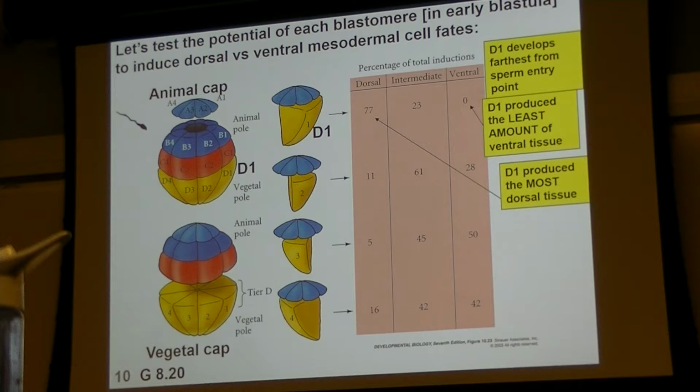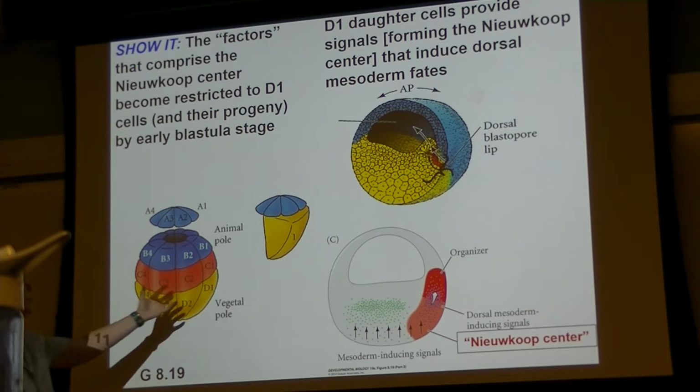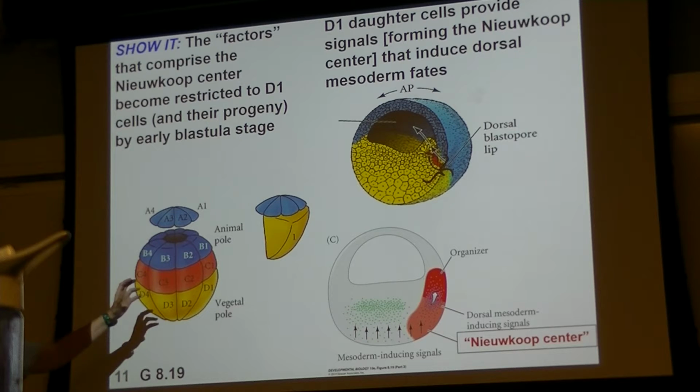So I think it's kind of clever the way that you can figure all this out just by little simple experiments like this. Okay, so now we have basically what I've called show-it type of scientific information. We have a correlation. You can see that there may be some kind of special properties over here on this side opposite sperm entry, and that those properties correlate with the development of a dorsal type of cell fate.